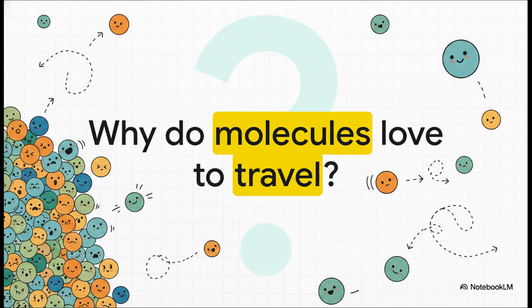To kick things off, picture this. You're stuck in a completely packed, super crowded room. You naturally want to spread out to find a bit of breathing room, right? Well, molecules do the exact same thing. But why do they love to travel so much? It all boils down to what scientists call the kinetic energy of random motion. Because of this energy, molecules are constantly bumping around, colliding with each other, and they naturally just want to spread out from where it's tightly packed to where there's a bit more space.